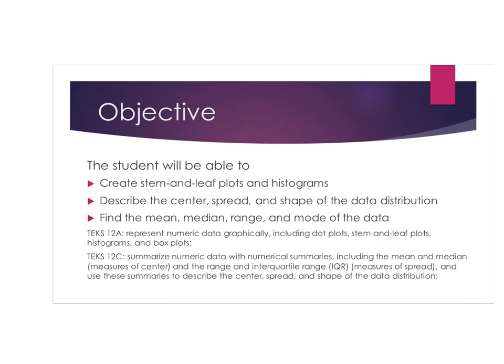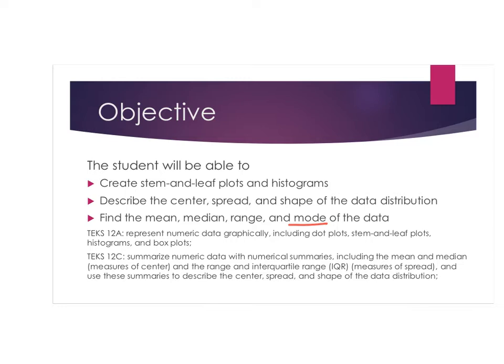By the end of today's lesson, you will be able to create stem and leaf plots and histograms, describe the center, spread, and shape of the data distribution, find the mean, median, range, and mode of the data. So the new word that we're looking at is mode. We don't know what that means, but we should remember how to find the mean, median, range. Also, lastly, we talked about how to find the center, spread, and shape of the data distribution. We're going to review that really quickly.